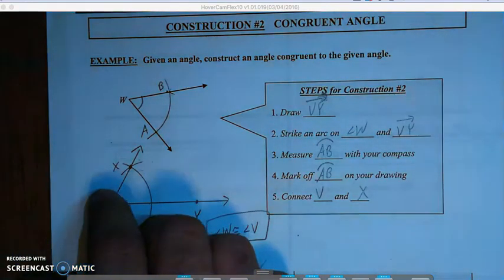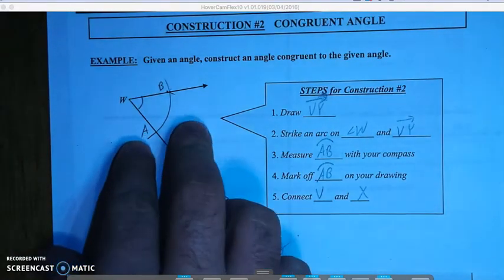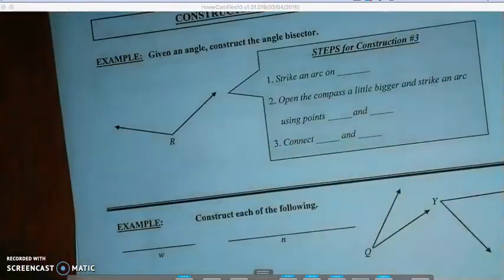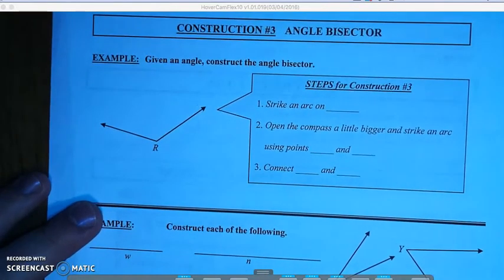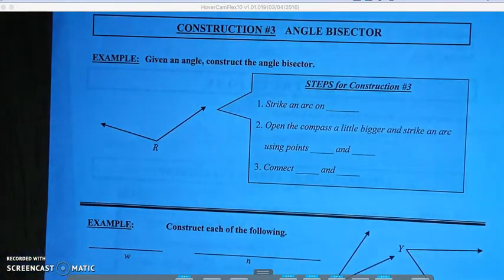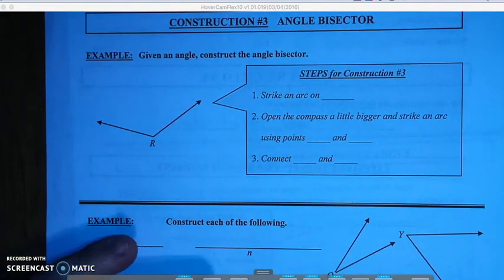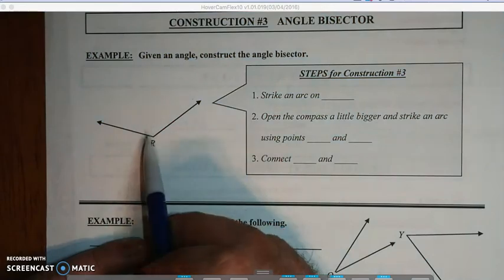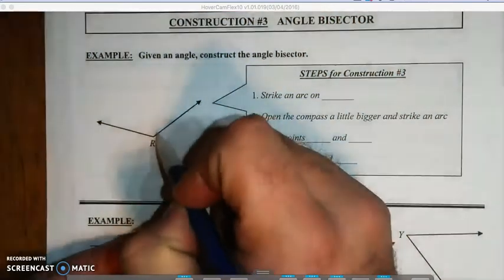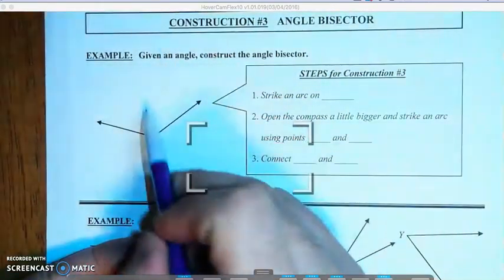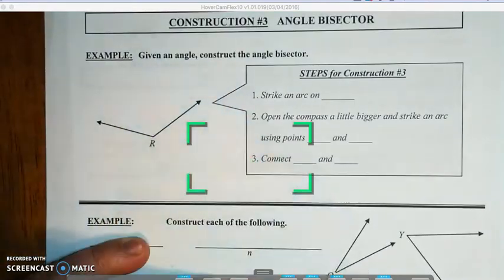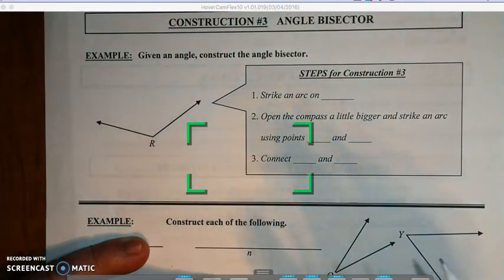All right. And then if we flip over to the back side, we have a couple more constructions. Angle bisector, and then we have some examples to go through. So an angle bisector is very similar to what we just did in construction number 2. If we have an angle and we're just trying to draw a ray that bisects it, we know that that ray is going to end up somewhere in here. And we're going to find that by drawing arcs.